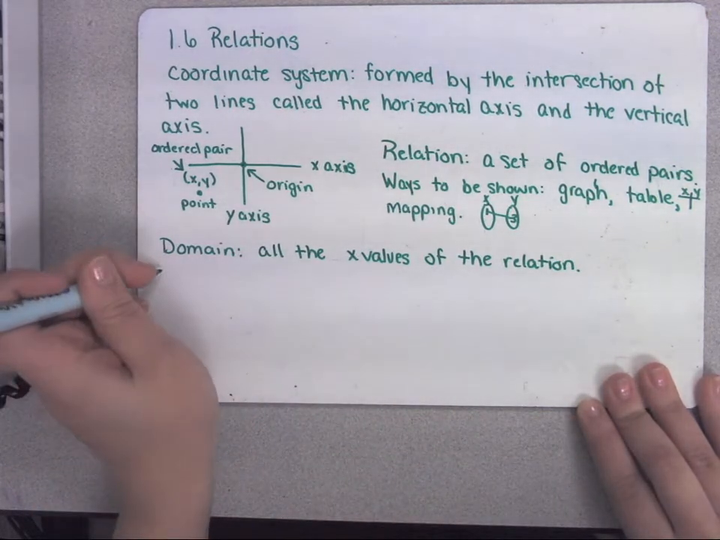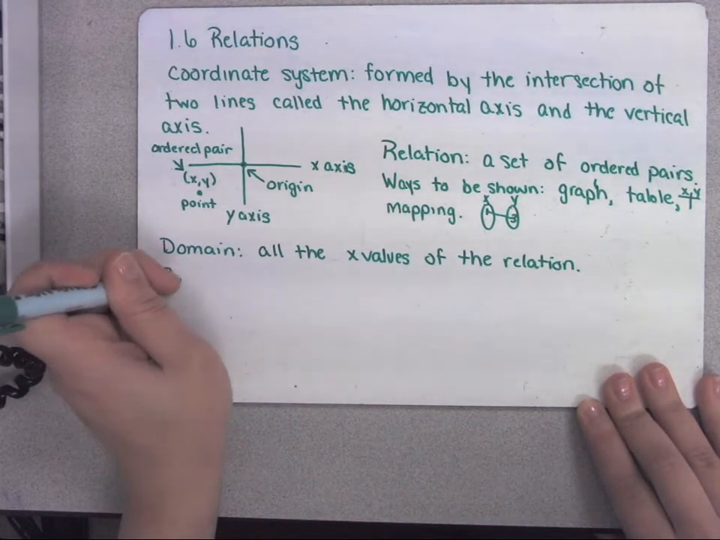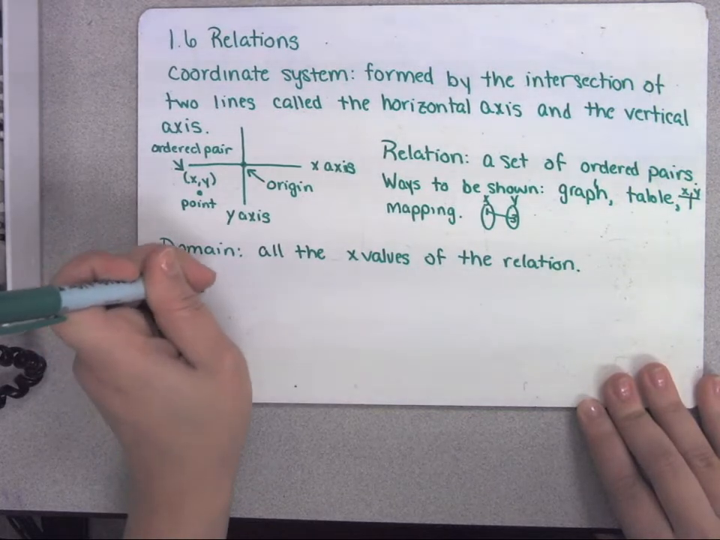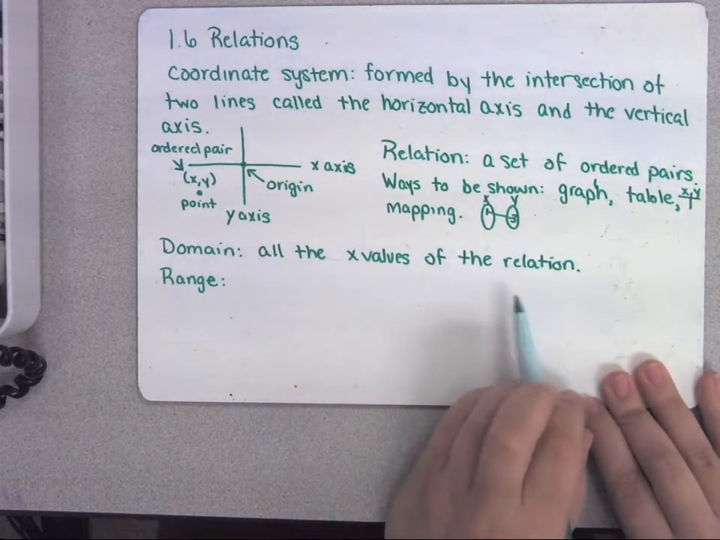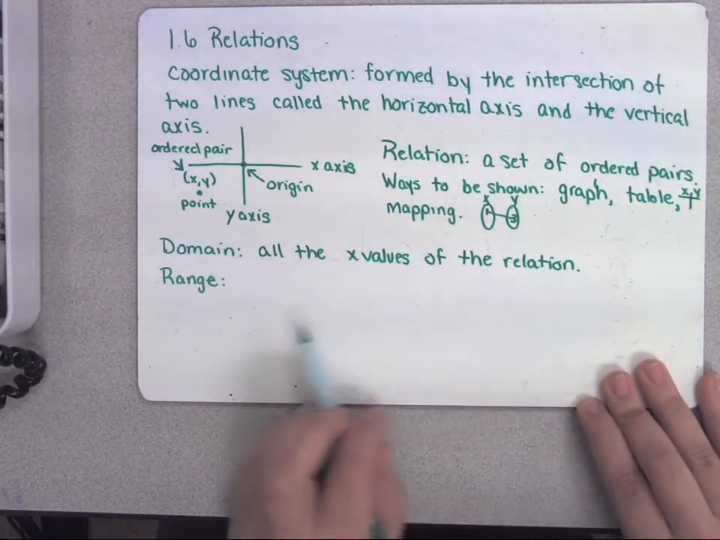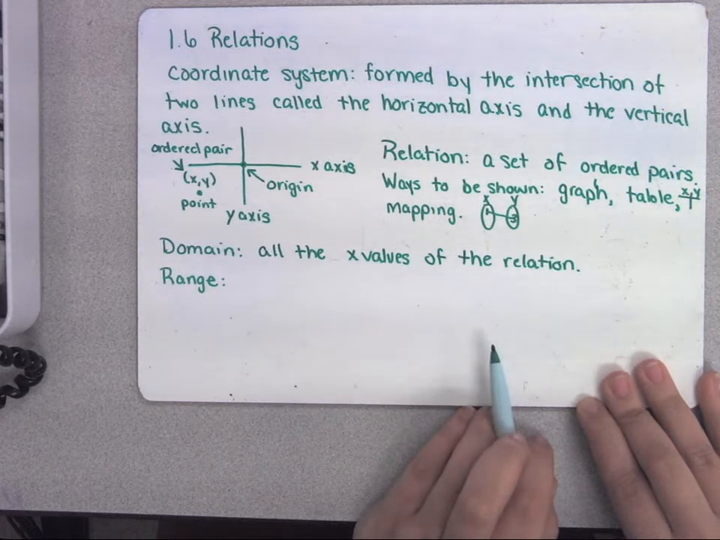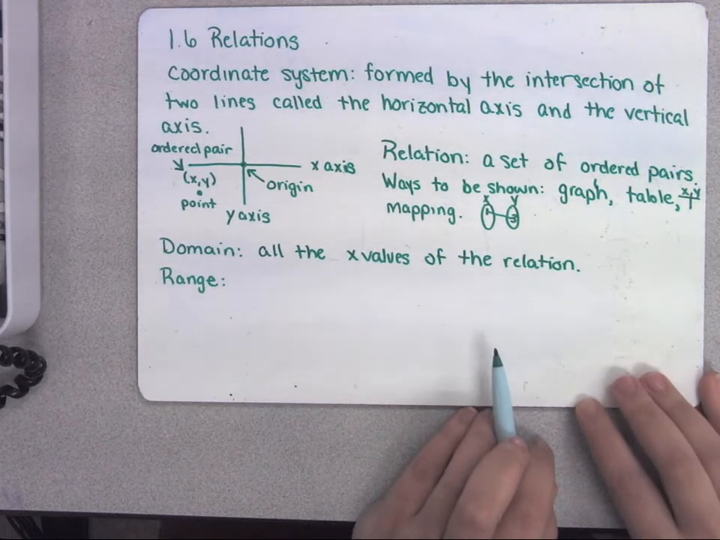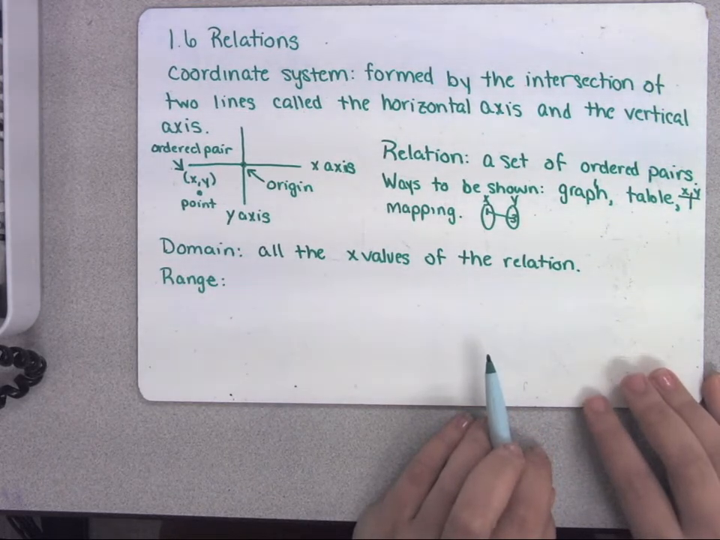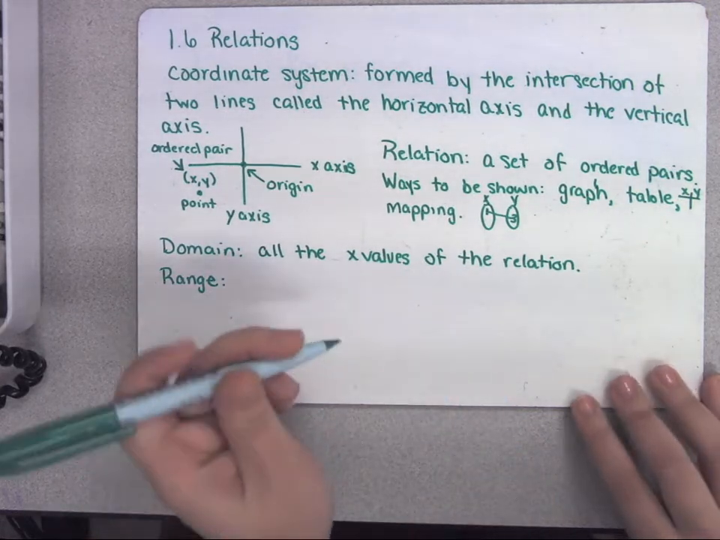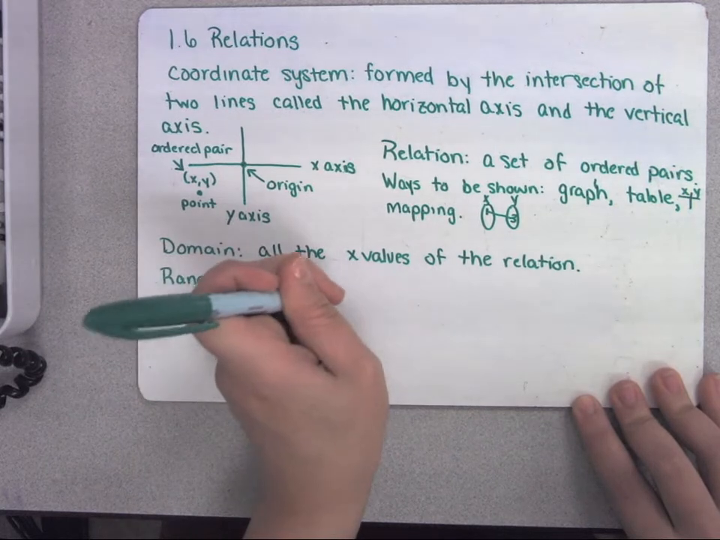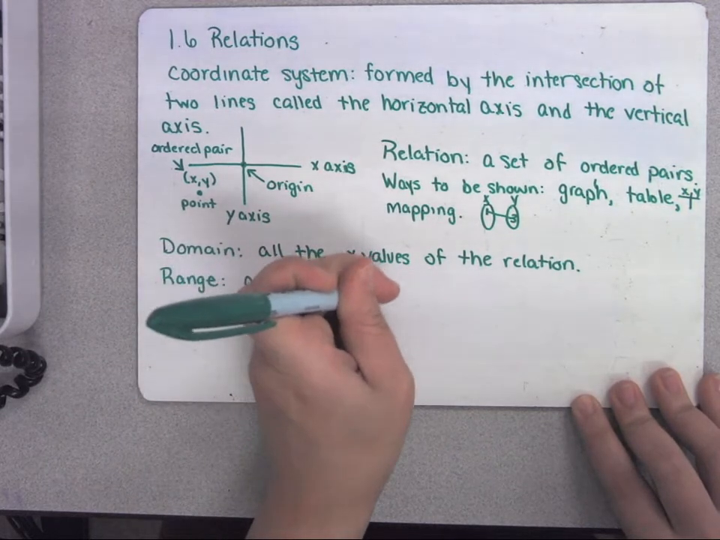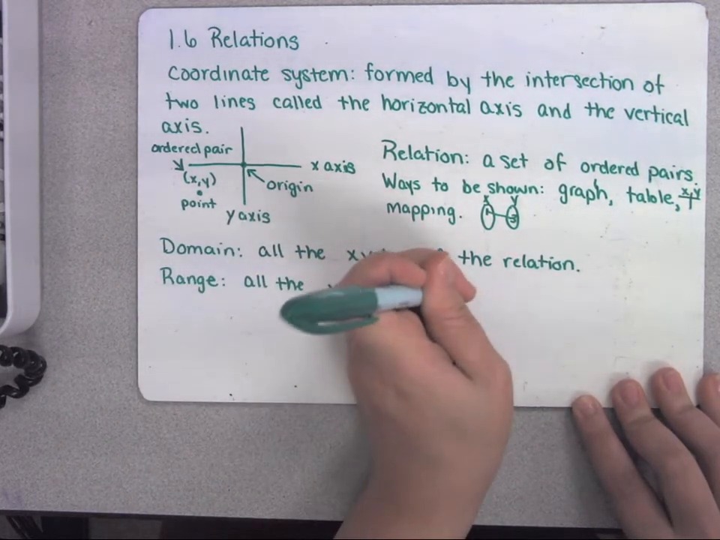Then we can take a really good, strong assumption of what range means. Because if domain means that definition, what do you think range is going to mean? Almost the same. What do you think it's going to mean, Gage? All the y's, yep, all the y values of the relation.